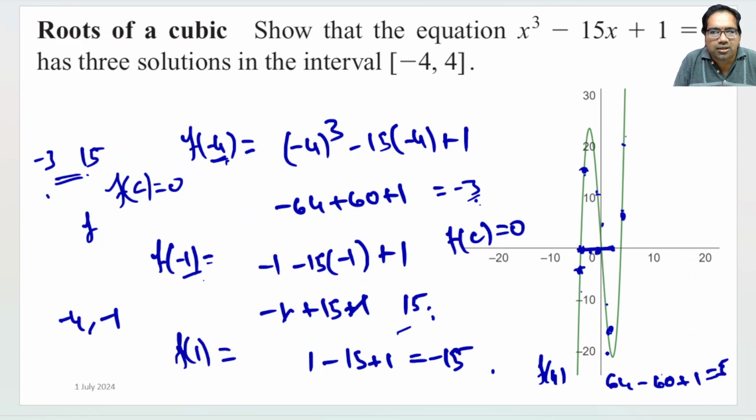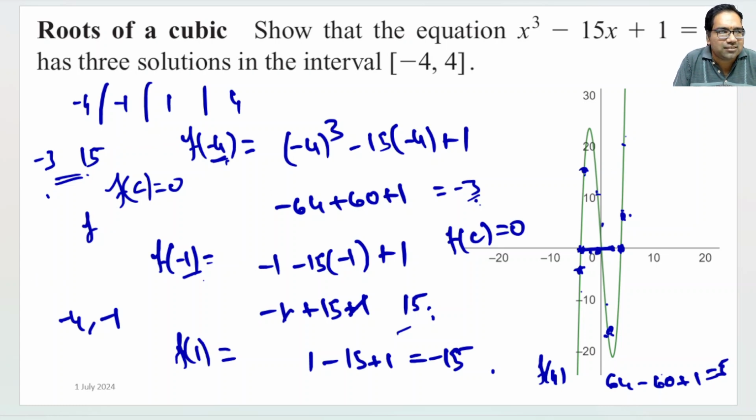So what does that mean? Between 1 and 4, there is again one more root because it is going from negative to positive. It will cross the x-axis once more, definitely. So what we are saying, between minus 4, minus 1, plus 1 and plus 4, it is crossing once here, once here, once here. So there will be definitely 3 roots. Right, guys? So this is a simple application.